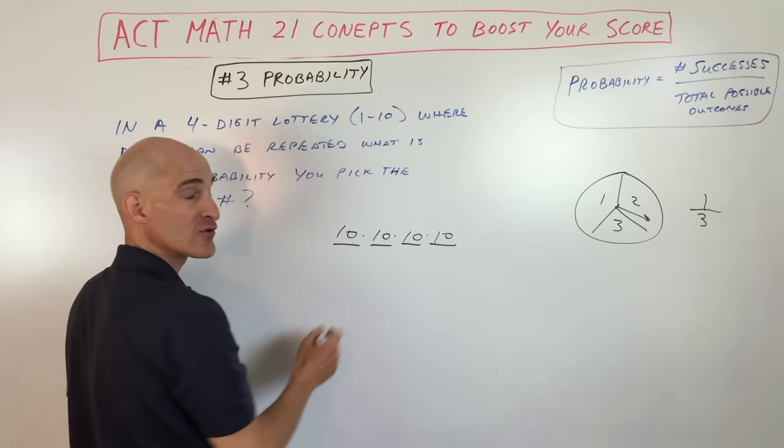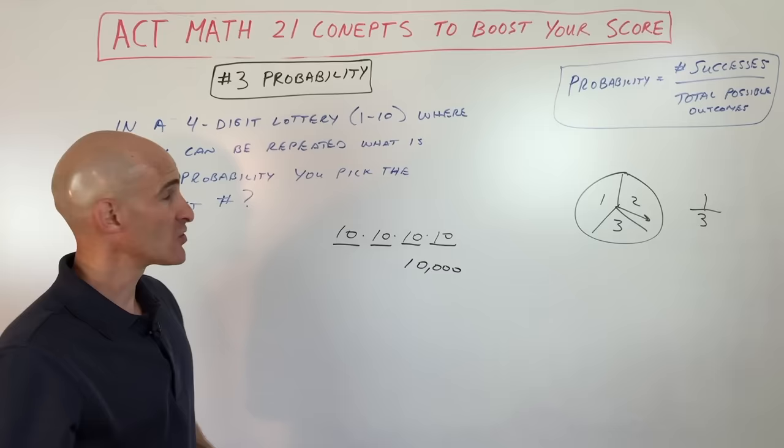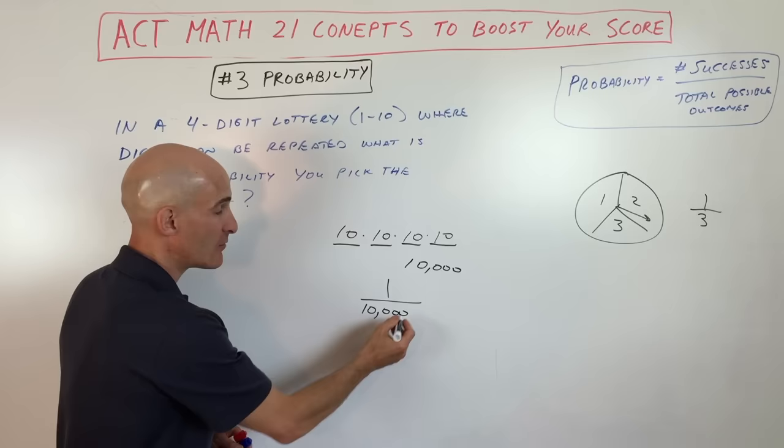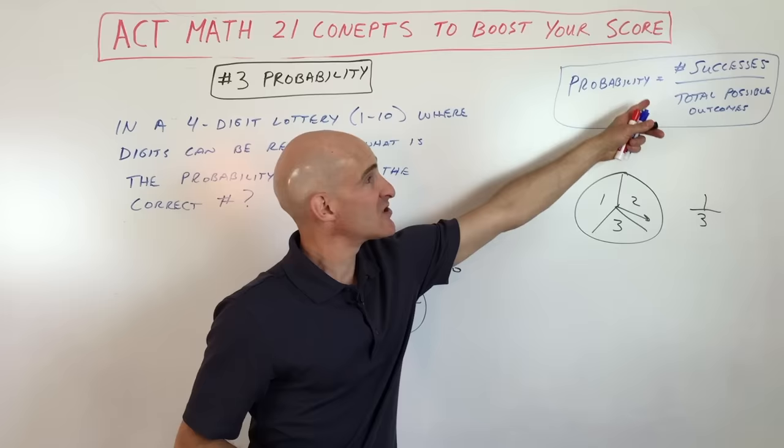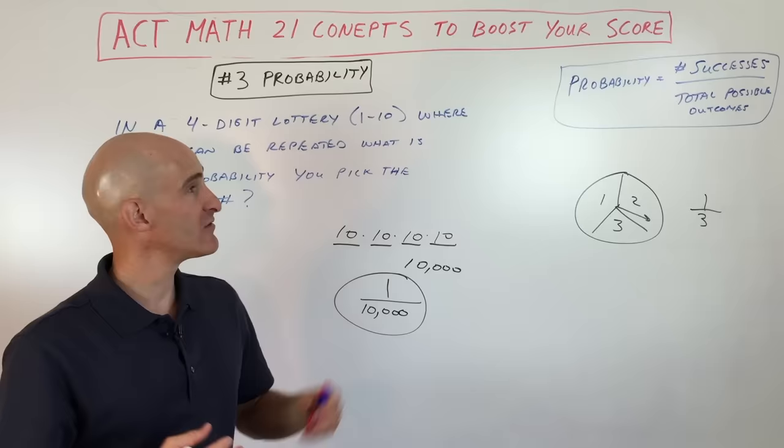Now there's only one correct one, so the probability of guessing the right one would be one chance of success out of 10,000 possible outcomes. So your probability of getting the right answer by just guessing one time would be one out of 10,000. So again, probability is the number of successes divided by the total possible outcomes. If you just take note of how many there are total and how many you want, those are the successes, and divide, you can calculate the probability.